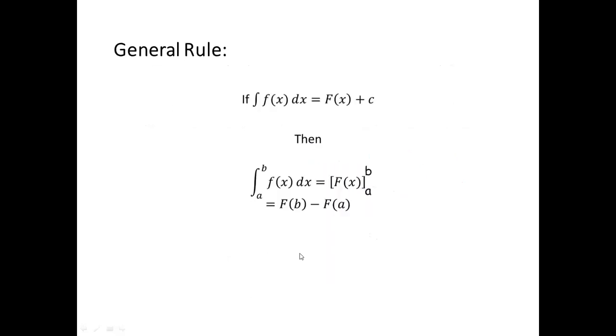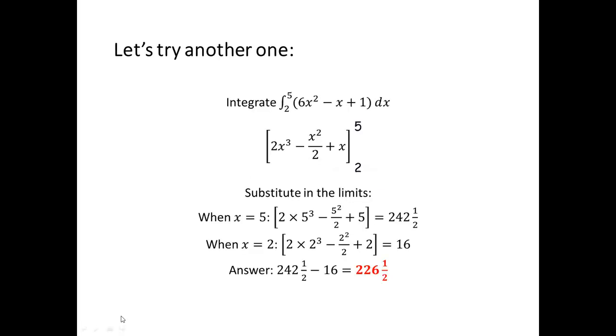Now, the general rule, if you're going to apply the limits on your definite integral, would be this. It would be f of b, the function evaluated at the upper limit, minus f of a, the function evaluated at the lower limit. Very simple. Get the integral of the function and evaluate it at the provided upper and lower limits. Get the difference, that would be the value of your integral. Okay? Now, let's try another one.